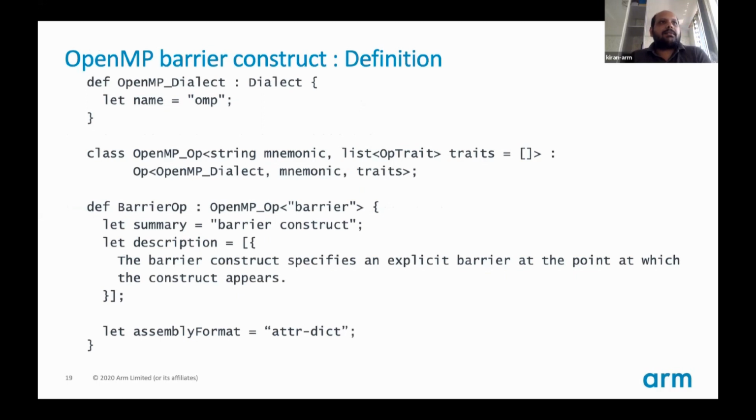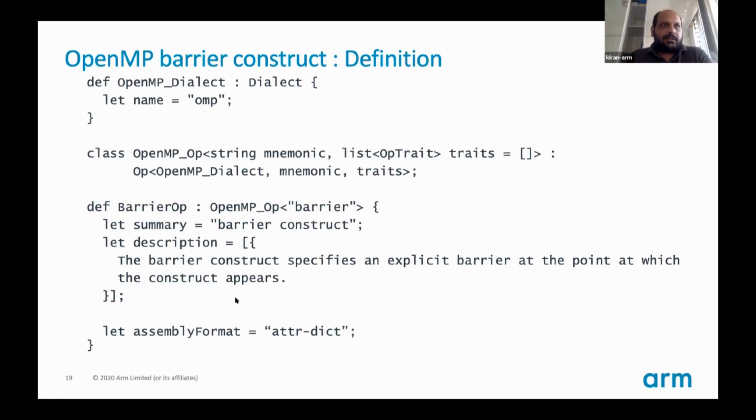So here we have two definitions and a class. The first one says that you have a dialect called the OpenMP dialect, and the name of that dialect is OMP. So any operation that is part of this dialect will have the prefix omp dot. Then an OpenMP operation has a name, a mnemonic, as well as some properties associated with it. In the last definition, you say that you are defining a barrier operation, and a barrier operation is an OpenMP operation with the name barrier.